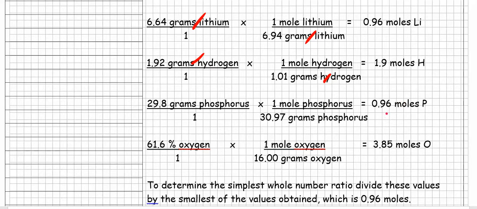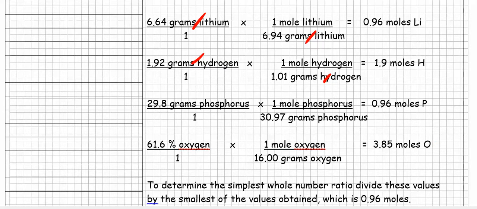So I ended up with 0.96 moles of phosphorus and 3.85 moles of oxygen. So what have I done? I converted from percent to grams. That was easy because I assumed a 100-gram sample. And then I went on to determine the number of moles that represented, because I was able to learn from the periodic table the number of moles per gram for each of the 4 elements. That gave me the number of moles of each of these elements. Again, 0.96 moles of lithium, 1.9 moles of hydrogen, 0.96 moles of phosphorus, and 3.85 moles of oxygen.